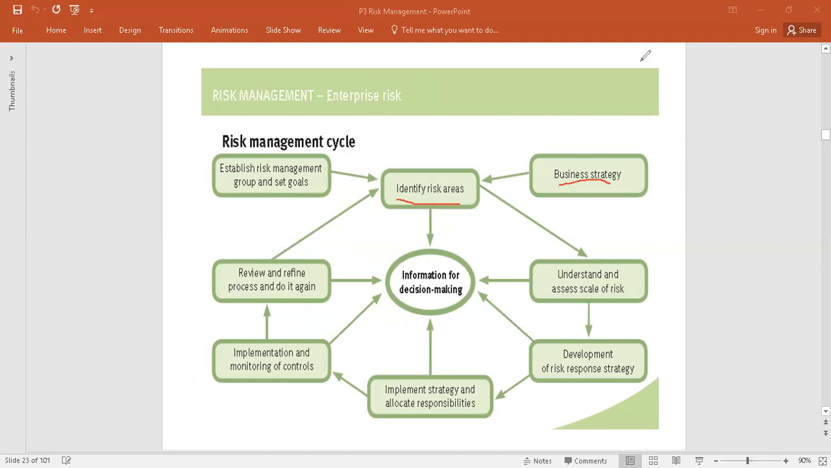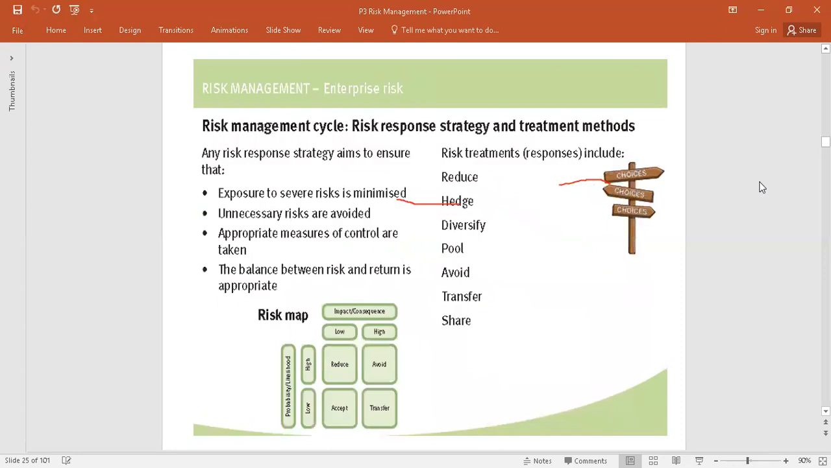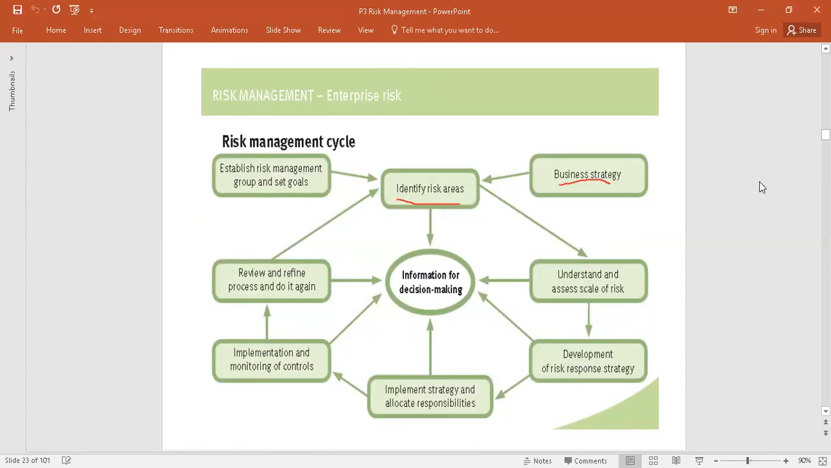In the next slide I will take you through the risk responses. So right now, let's just understand the development of the risk response strategy. Once a strategy is framed, it has to be implemented. As they implement the strategy and allocate responsibilities, whenever anything is implemented, it is closely monitored. Monitored in the sense that the implementation should go according to the strategy that is decided.